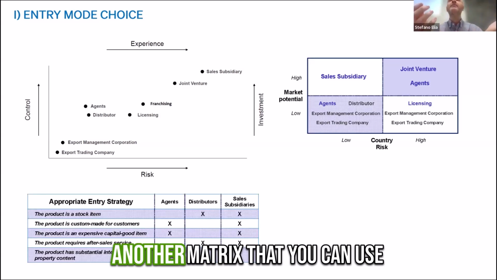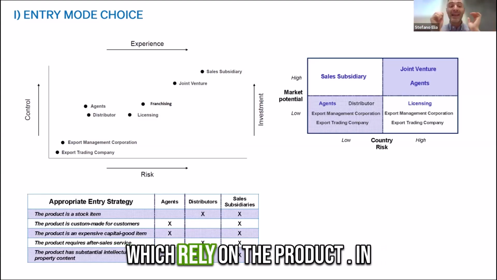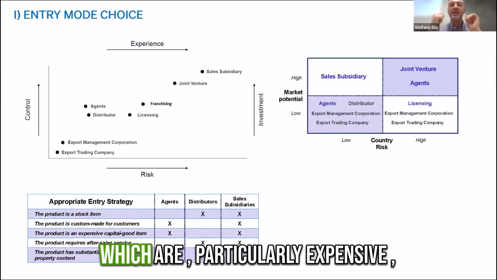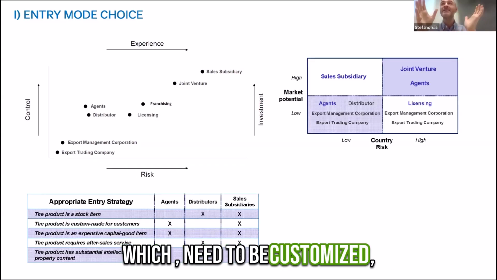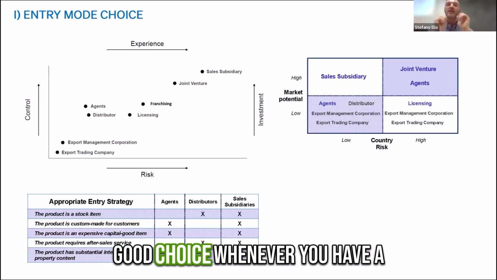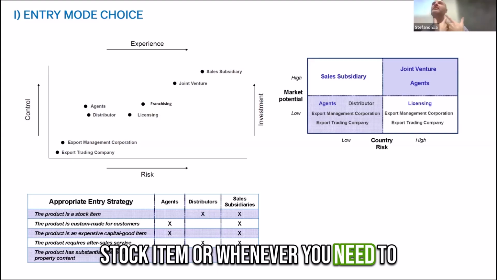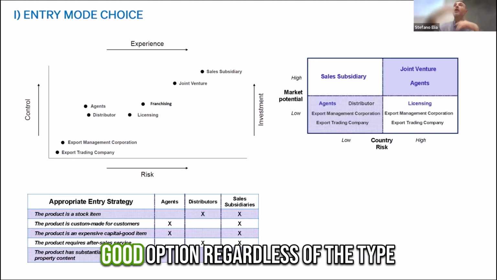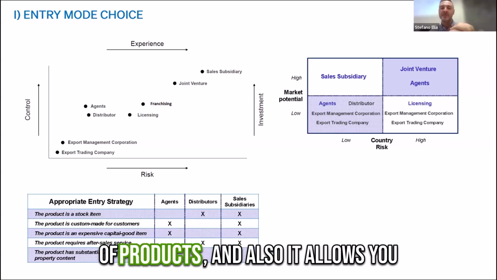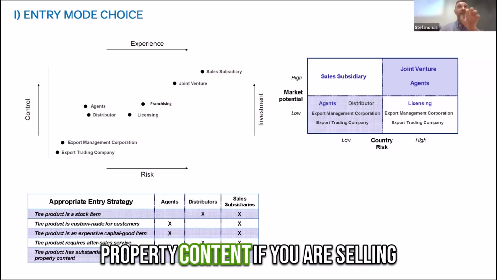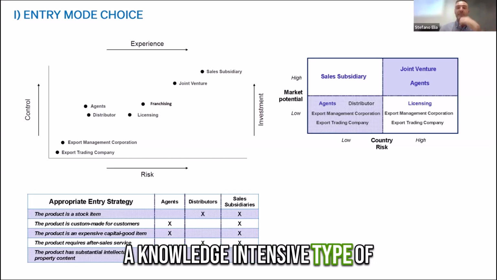This is another matrix that you can use which relies on the product. In particular, if you have products which are particularly expensive, which need to be customized, probably agents are better than distributors. Distributors are a good choice whenever you have a stock item or whenever you need to provide after-sales services. Sales subsidiaries, for instance, can be a good option regardless of the type of products, and also it allows you to protect the intellectual property content if you are selling a knowledge-intensive type of products.